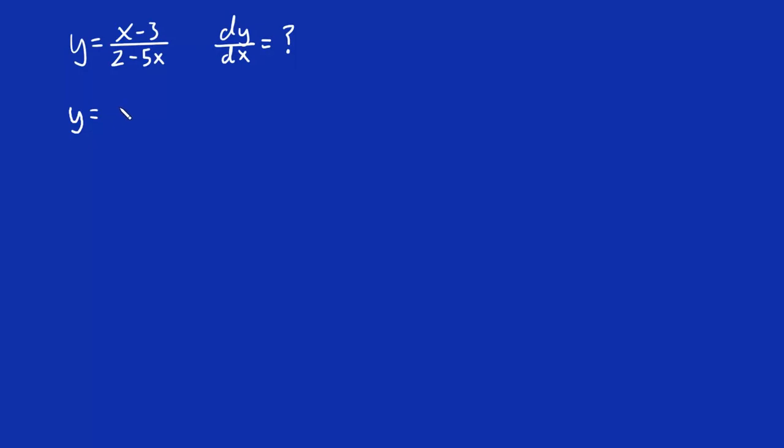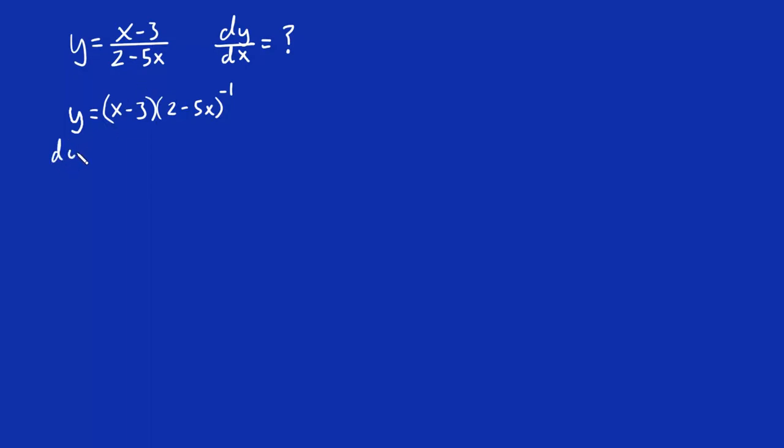I actually prefer using the product rule even in situations where you can use the quotient rule, just because it's less for me to memorize and I'm not a huge fan of memorizing. So we can rewrite this as (x minus 3) times (2 minus 5x) to the negative first power, because it's in the denominator.